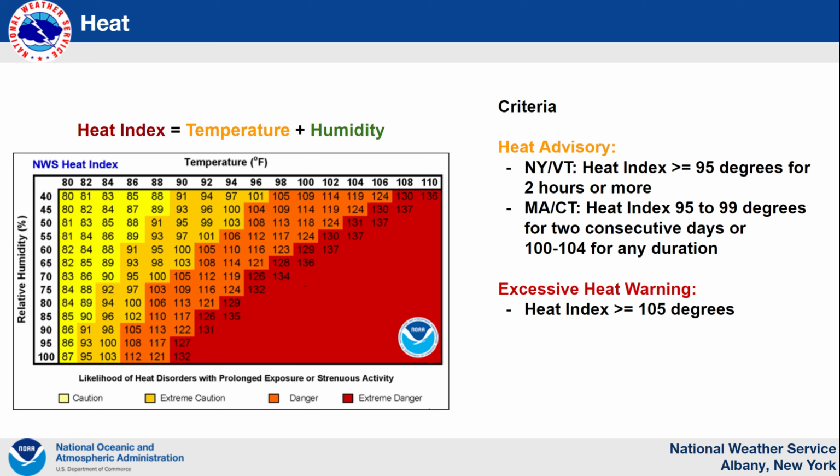For all 4 states, the excessive heat warning criteria is the same, that is greater than or equal to 105 degrees. In order to compute the heat index value, we use the table on the left, which shows different temperature values and relative humidity values, and that computes the heat index value. So let's say, for example, the air temperature is 94 degrees Fahrenheit with a relative humidity of 55%. If you see the number where those two values meet, you will see the number 106 would be the heat index value for those two values. And that would be within excessive heat warning criteria.